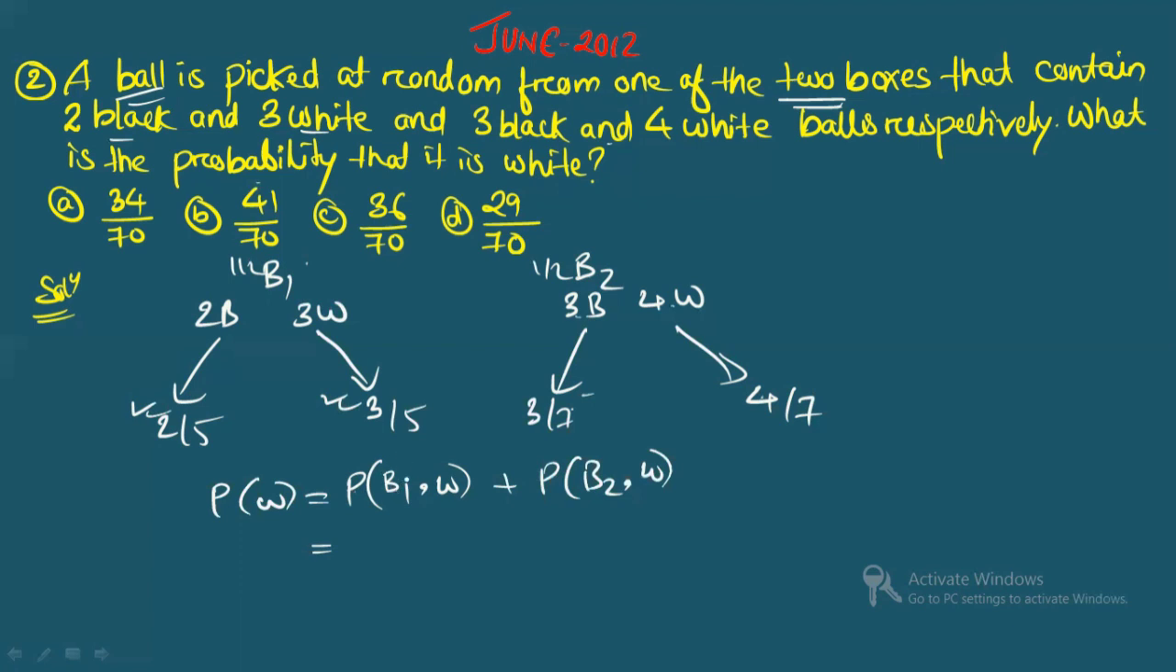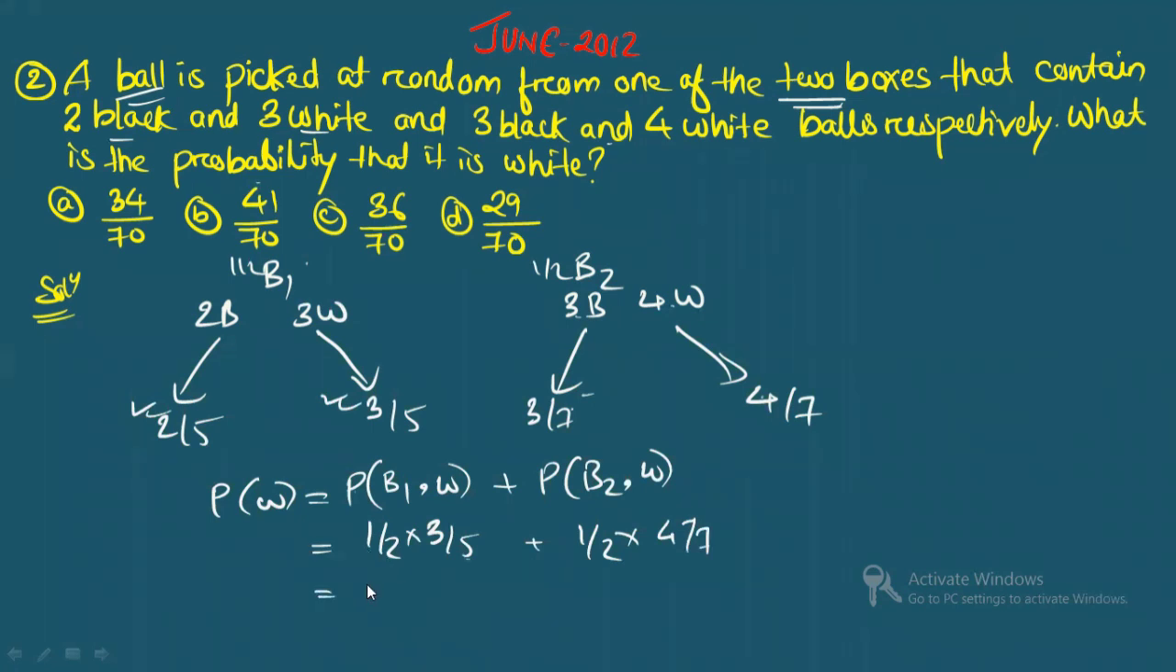Probability that it is from the first box. From the first box the probability is half, and from the second box also it is half. So 1 by 2 you are writing here for both the boxes. Now that the ball is white, for the first box the probability is 3 by 5, and for the second box it is 4 by 7. So now let's do the calculation.